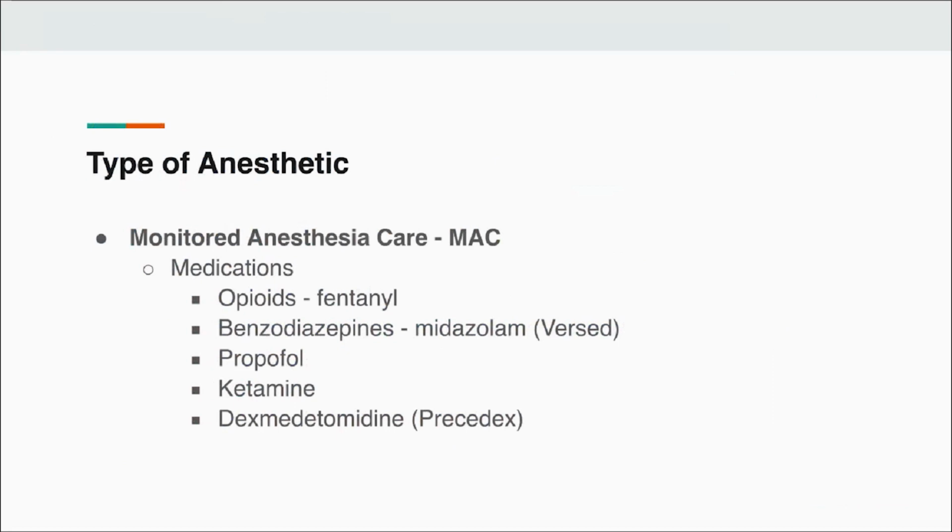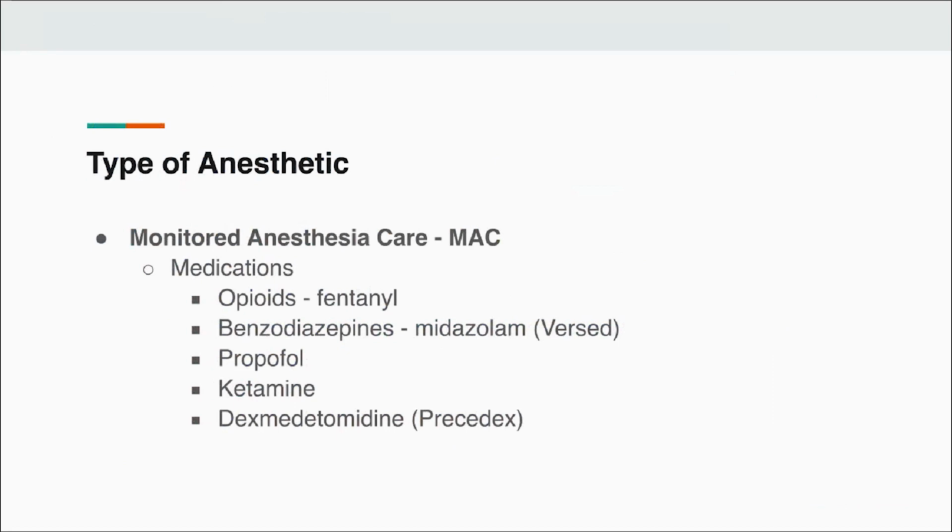If we need to add additional medications, ketamine is always something that is in our back pocket that provides a good dissociative state, so the patient is more comfortable, doesn't remember, and isn't aware of the actual procedure.